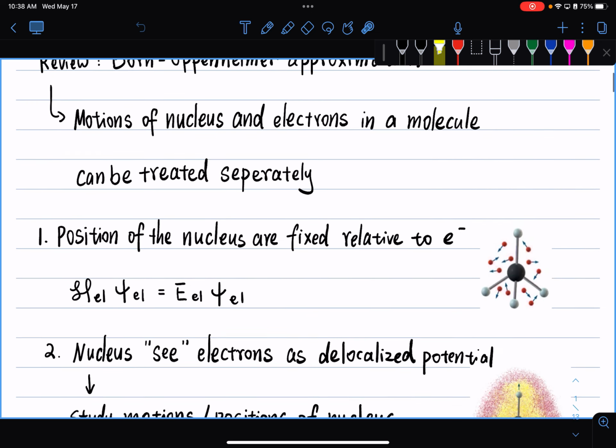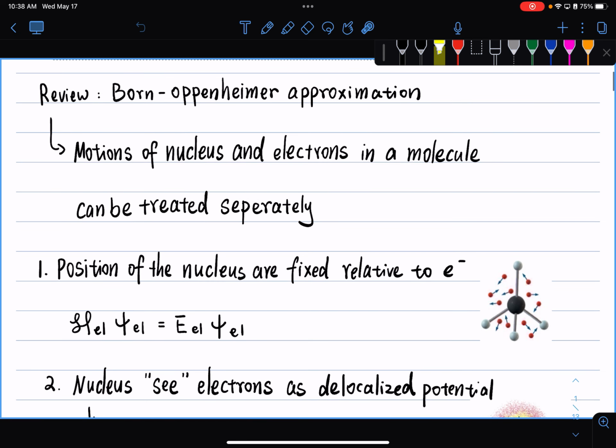Okay, so let's get started. Again, I say this is a review, but raise your hand if you never heard the term Born-Oppenheimer approximation. Okay, so we'll just pretend it is a review, but here's the approximation that we're making when we're talking about spectroscopy and why we can talk about spectroscopy.